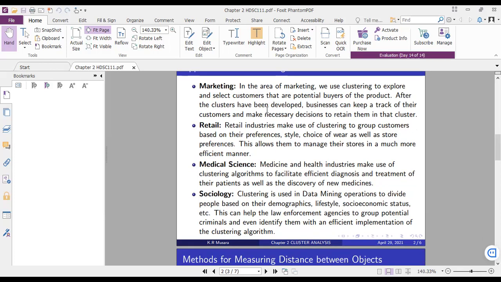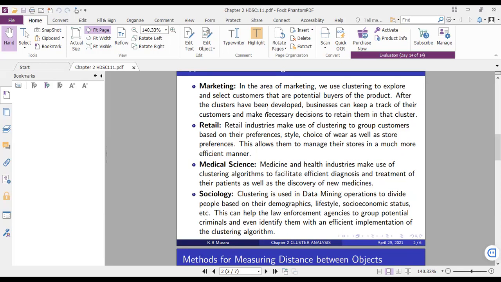Another way is social clustering, used in data mining operations to divide people based on their demographics, lifestyle, socioeconomic status, etc. This can help the law enforcement agencies to group potential criminals and even identify them with efficient implementation of the clustering algorithm. I think if you get online again, there's data that deals with crimes in the United States of America and their locations, right?